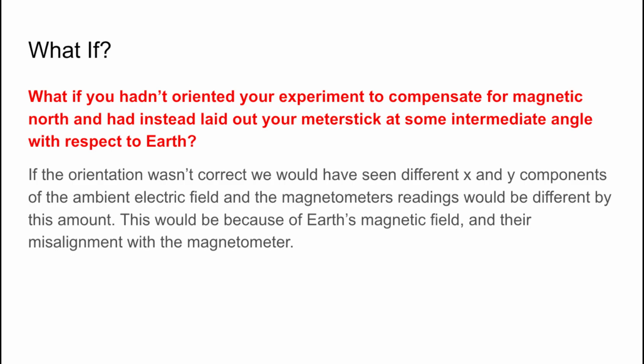Moving on to what if. What if you hadn't oriented your experiment to compensate for magnetic north and had instead laid out your meter stick at some intermediate angle with respect to Earth? So essentially, what if it wasn't calibrated? What if we just put it right there? Well, if the orientation wasn't correct, we would have seen different x and y components of the ambient magnetic field, and the magnetometer's readings would have been different by a certain amount in whatever angle's direction. This would be because of the Earth's magnetic field, and it wouldn't be aligned with the magnetometer, so we wouldn't be able to get an accurate aligned result.